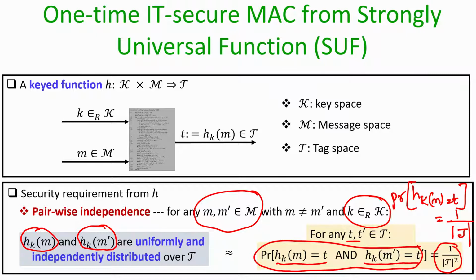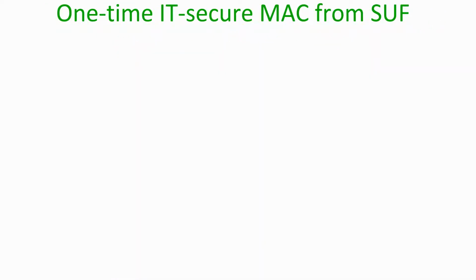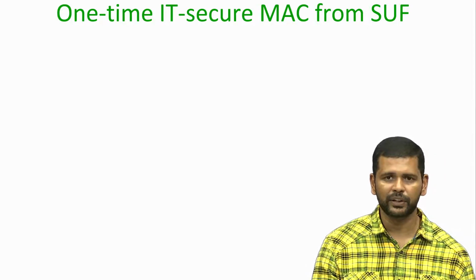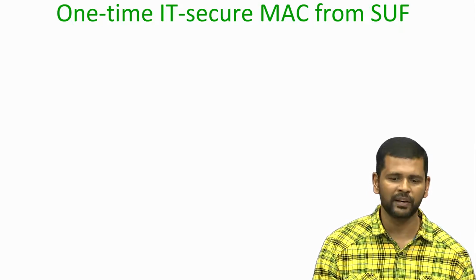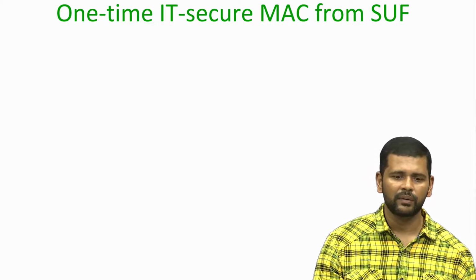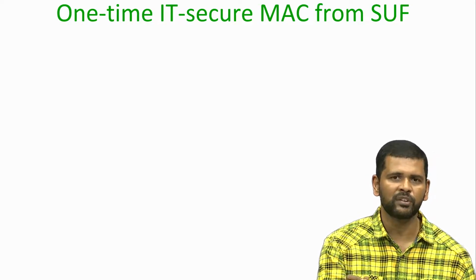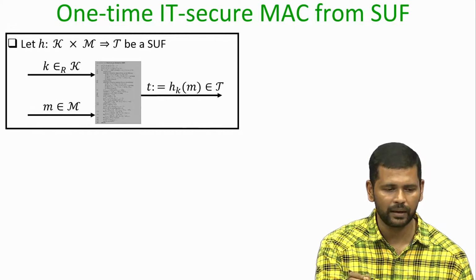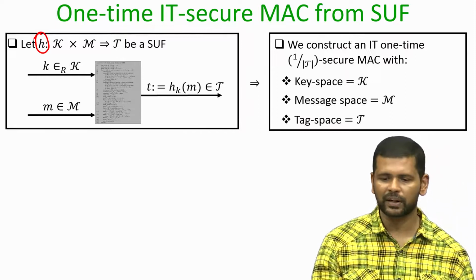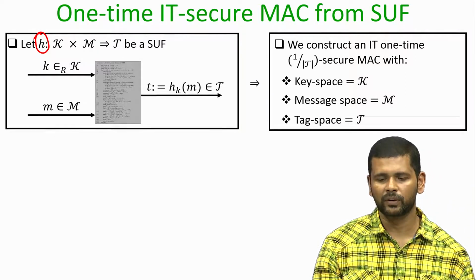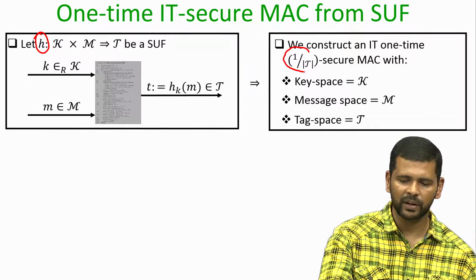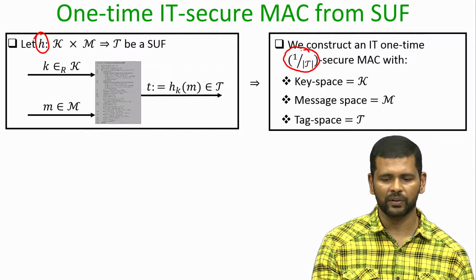Okay. So, for the moment assume that we have an SUF. We will soon see a candidate construction for SUF, but assume for the moment that you have an SUF whose description is publicly available. Then, using the SUF, we see how to construct generically a one time information theoretic secure MAC. So, you have the public description of the SUF, and what we will construct is an information theoretic secure MAC where the success probability of forgery for an adversary who is computationally unbounded is 1 over tag space.